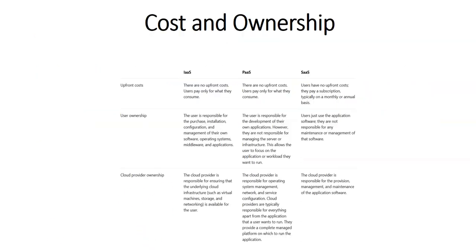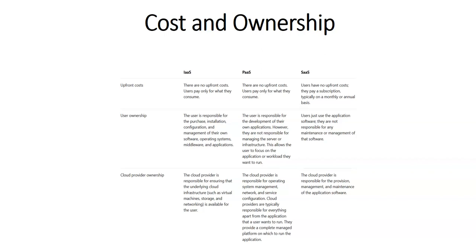So if you talk about the cost and ownership associated with these three different models. If you see the upfront cost, there is no upfront cost in IaaS, and the user is responsible for the purchase, installation, configuration, and management of the application in the IaaS. Cloud provider ownership: the cloud provider is responsible for ensuring that underlying cloud infrastructure such as machines and networking is available.